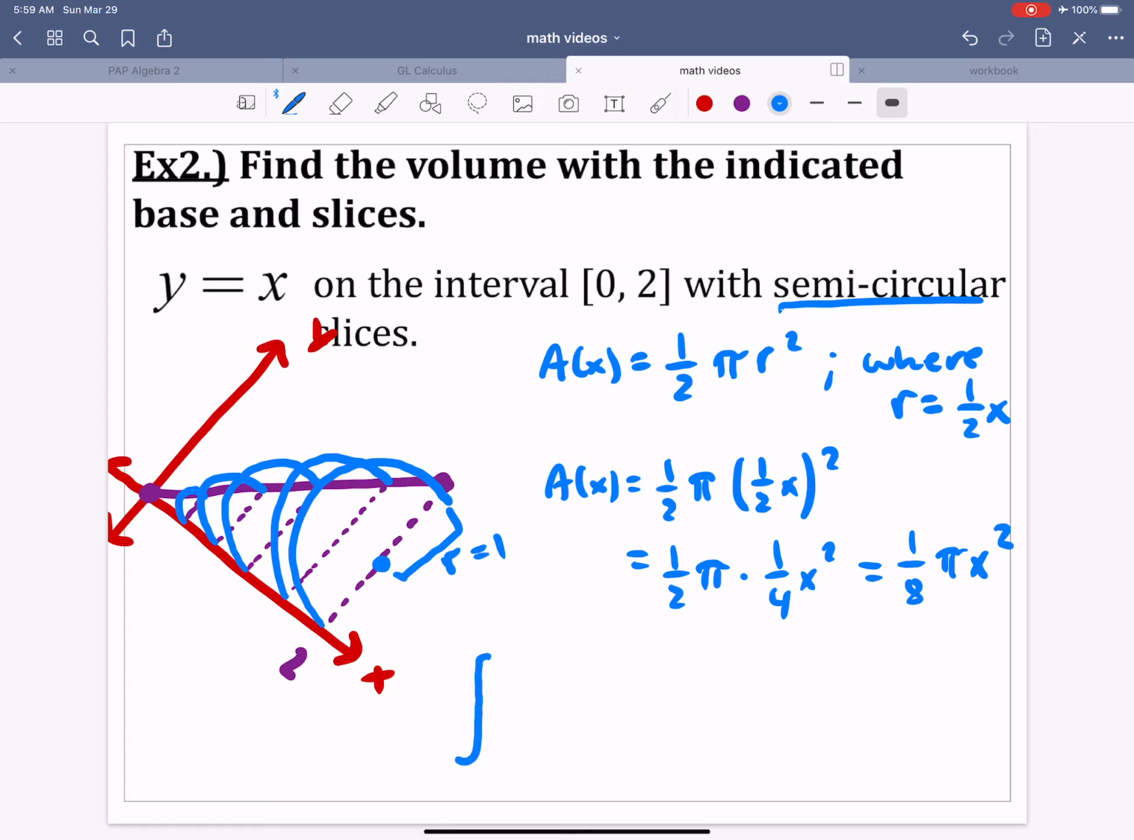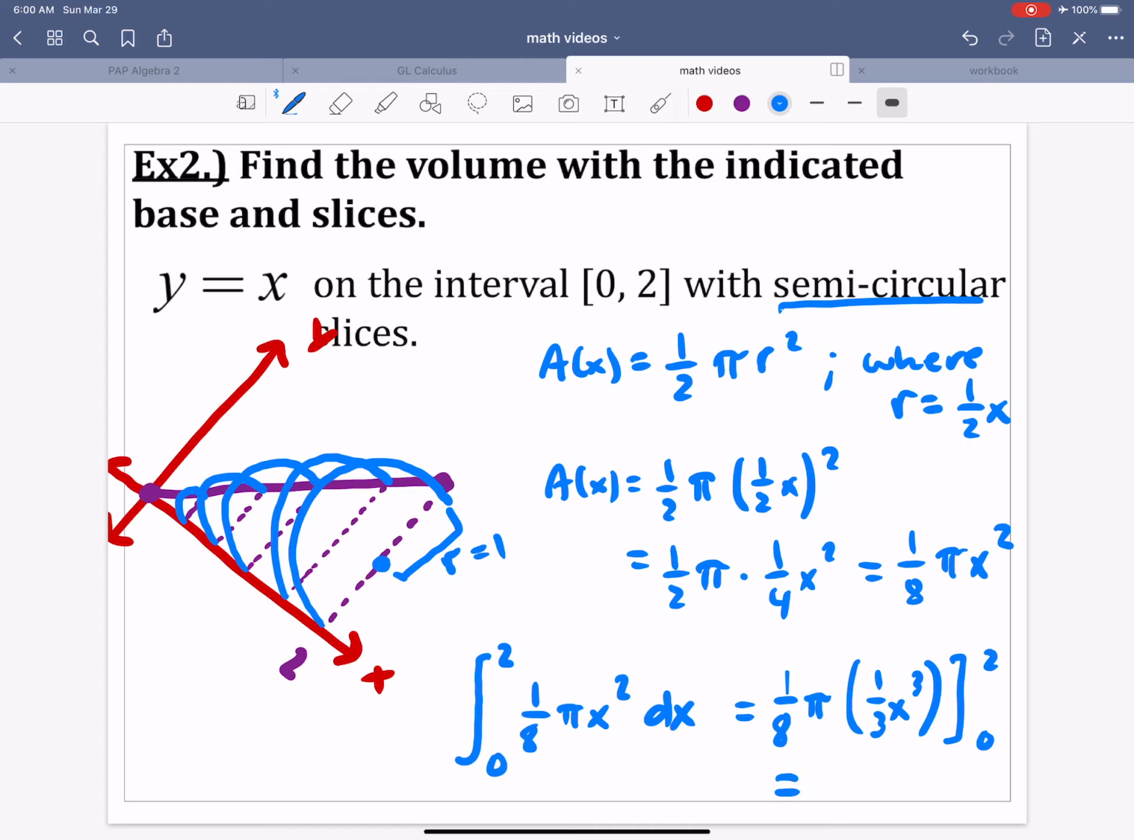So now we're going to integrate this. We're going to take the integral from 0 to 2, that interval was defined for us, of the area, which is 1/8 pi x squared, with respect to x. Again, this is not a complicated integral to find. 1/8 pi is all a constant, so we can slide that out. The integral of x squared is 1/3 x cubed, and we're evaluating this from 0 to 2. So now all we have to do is plug in our upper bound and our lower bound and figure out what we've got.